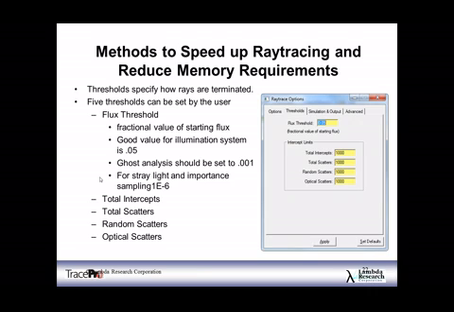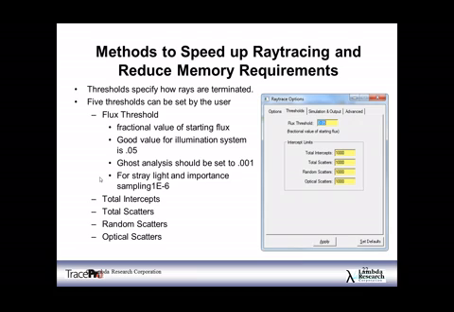Well, first of all, thresholds specify how many rays are ray traced and terminated. Five thresholds can be set by the user. The flux threshold is probably the most important one. It's the fractional value of the starting flux. For instance, for illumination systems, I usually use a value of 0.05 to 0.01. In other words, if you have a grid source, with each ray having a watt, and I go through a couple of components and it drops below 0.05, then that ray is going to stop where it drops below 0.05 and it's going to stay on that surface.